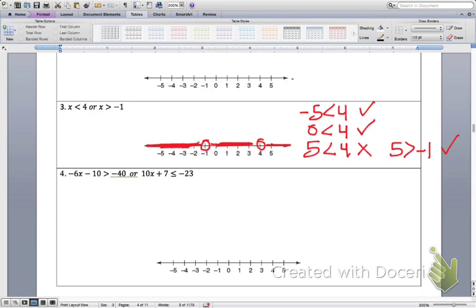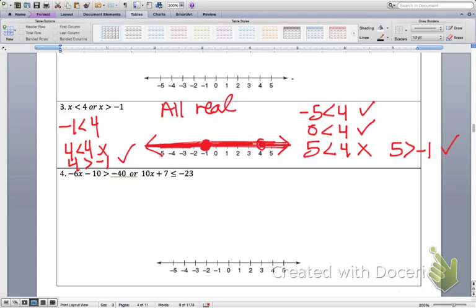Let's check the open circles as well. Is -1 less than 4? It's also true, so we can highlight this circle here. And let's try the 4. Is 4 less than 4? That's false. And is 4 greater than -1? That is also true. So in this case, the whole thing gets shaded. So my answer is all real numbers. So every number is a solution either to the first one or to the second one.